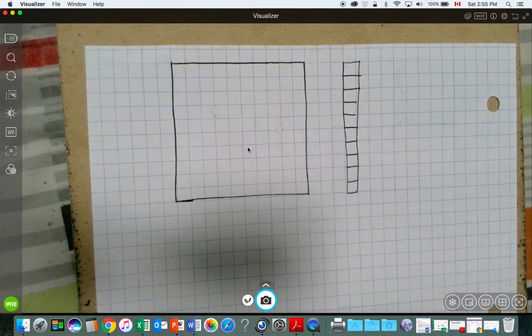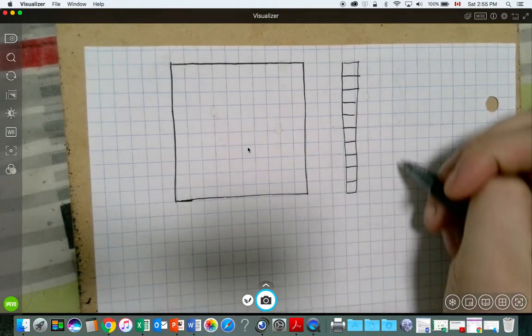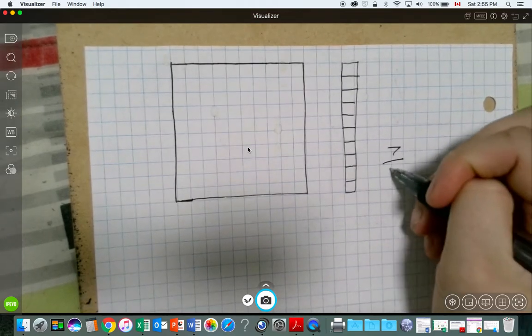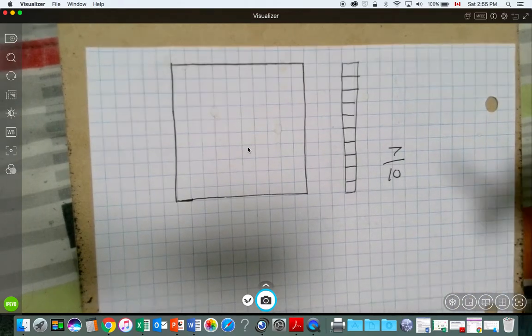Hello class. Okay, I'm going to show you a couple different ways how to compare fractions and relate them to percents and decimals. So we have a fraction that is 7 over 10. It would look like this.